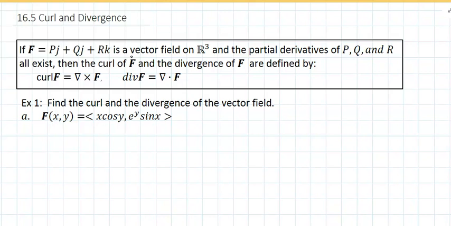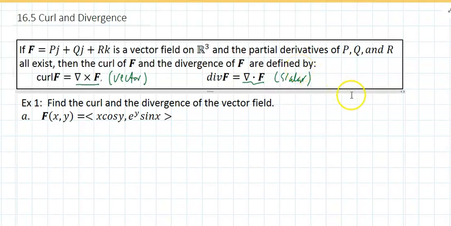Suppose the given vector field has 3 components, P, Q, and R, in which their partial derivatives exist, and the curl of F and the divergence of F are defined by, we know the curl already, that's del crossed with F, and the divergence is del dotted with F. So keep in mind how this works. This right here is a vector. This right here is a scalar. Don't mix those two. We need all of this for 16.8.